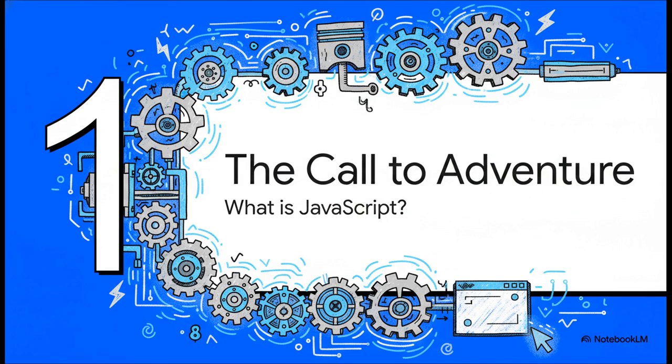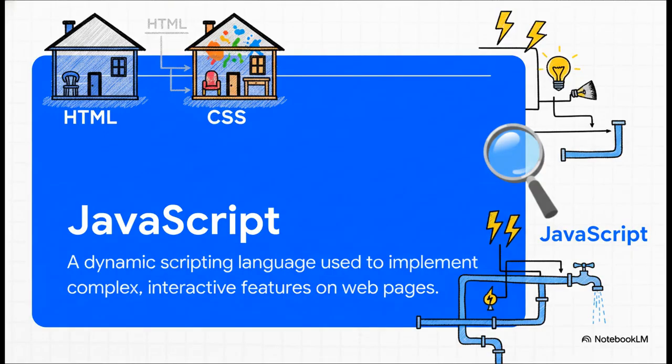All right, so this is our call to adventure, right? Finally understanding what JavaScript actually is. Think of it as the engine that powers all the dynamic, interactive parts of the websites we use every single day. You know, the best way to get this is to think of a website as a house. You've got HTML, which is the structure, the walls, the roof. Then you have CSS, which is all the style, the paint color, the furniture. But JavaScript is the electricity and the plumbing. It's what makes the house a living, breathing, functional home.